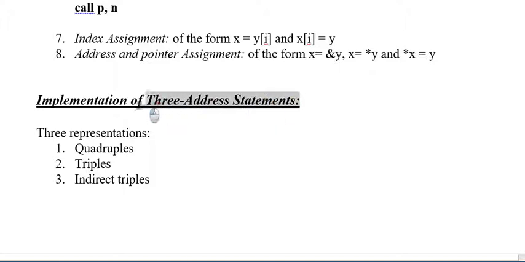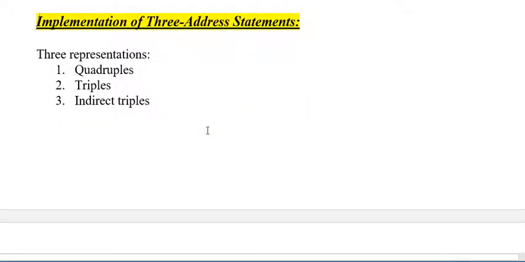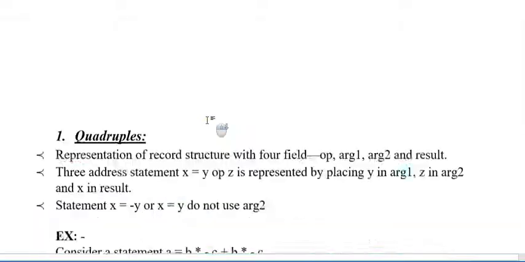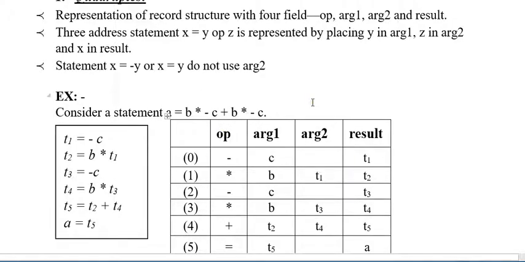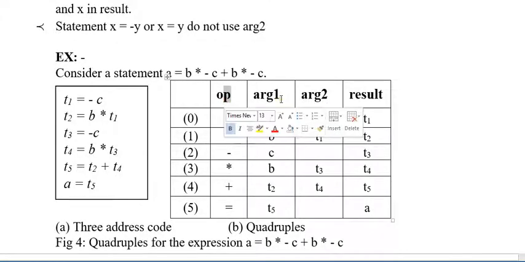Moving to the next, implementation of three address statements, which is a very important topic for our examination. Three address representation has three types. First is quadruples. Quadruples means it has four fields. Then triples means it has three, and indirect triples is a different kind of triples. Now moving on to quadruples. We have already said that it has four fields: one is operation, argument 1, argument 2, and the result.